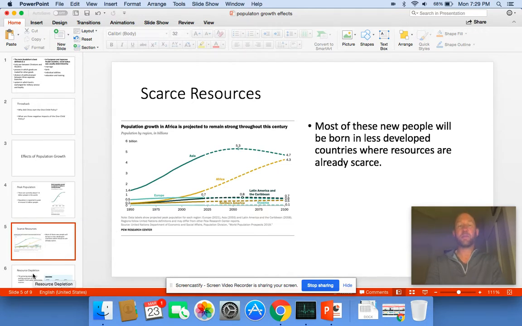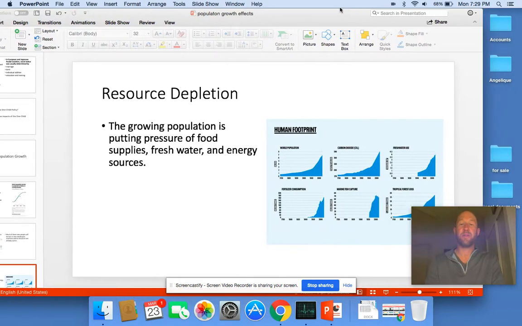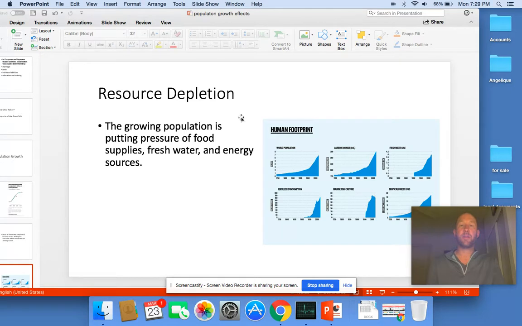And we don't want to discourage new people, but we also want to make sure that everybody in this world has a dignified, good life to live. And so it's going to put pressure on food supply, water supply, and energy resources as population goes up.